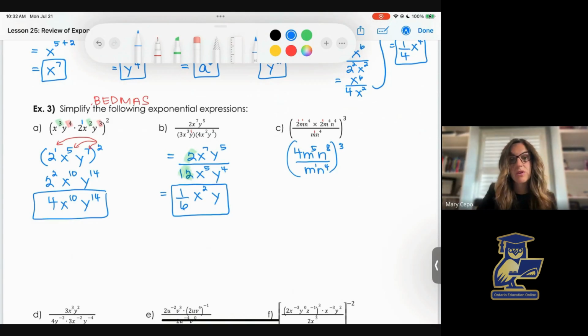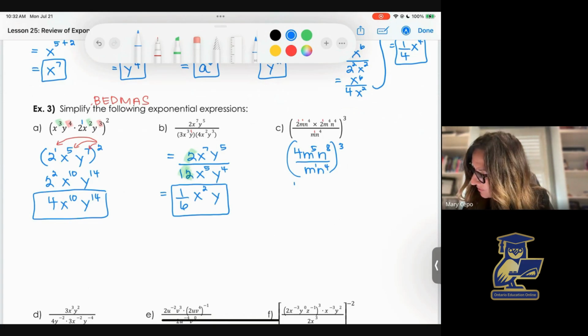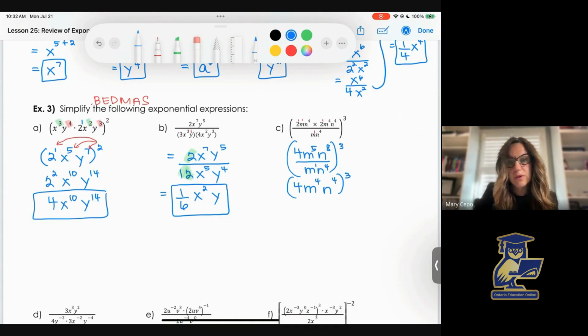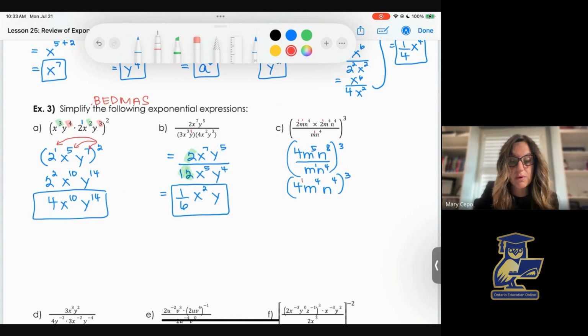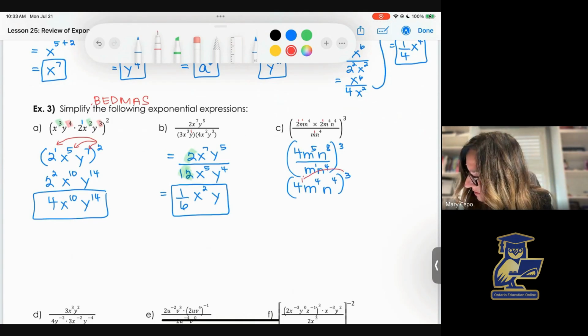Again, we still need to follow BEDMAS and simplify what's in the brackets first. Using our quotient rule, we can divide powers with the same base. So this becomes 4 m to the power of 5 minus 1, which is 4, n to the power of 8 minus 4, which is 4, all to the power of 3. Okay, so keeping in mind, even though we took 2 times 2, we're not done yet because we have to take that whole base, everything in the brackets, all to the exponent of 3. So I did that to remind ourselves that all these exponents get multiplied by 3.